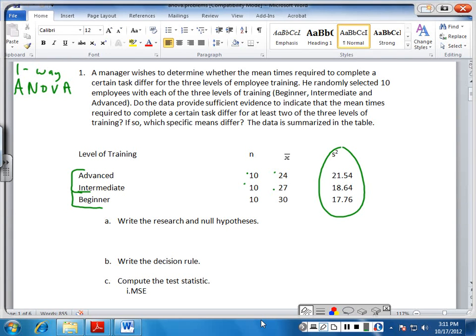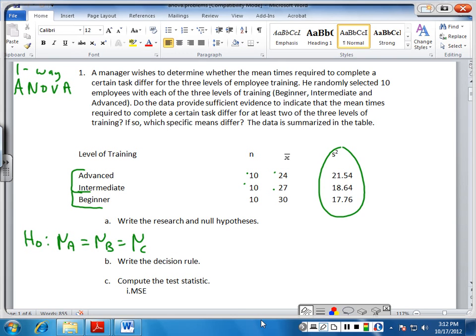Well, anyway, the null hypothesis is that all 3 population means are the same. That's like our H0s that we've had before. There's no difference. In this case, it's not just mu A not equal to mu B, but all 3 population means are the same.